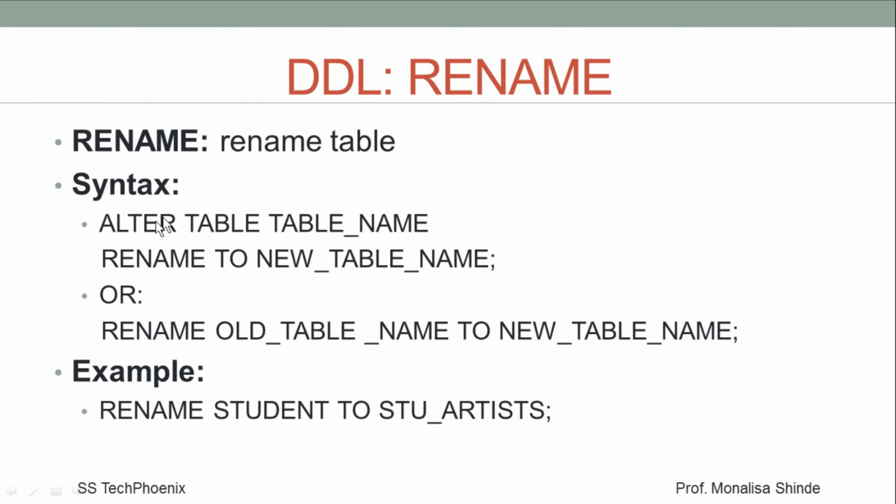There are two syntaxes of rename. The first is: alter table, table name, rename to new table name. Here the first is the older table name, and the second is the new table name. The second syntax is: rename old table name to new table name. This is the simple syntax. Means we can write the alter table command also, or we can directly specify it with the rename command, so we can do the same operation with alter table and only with rename.